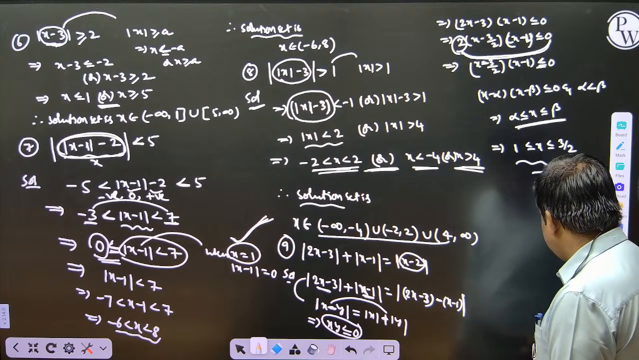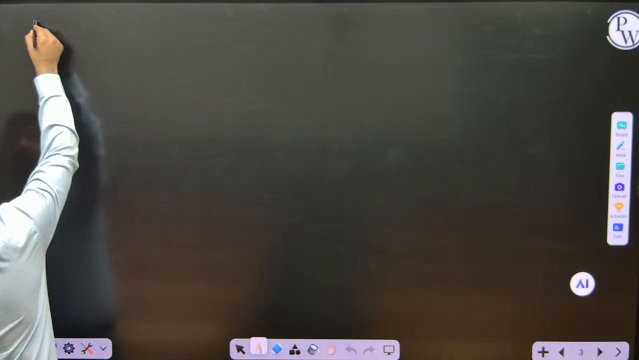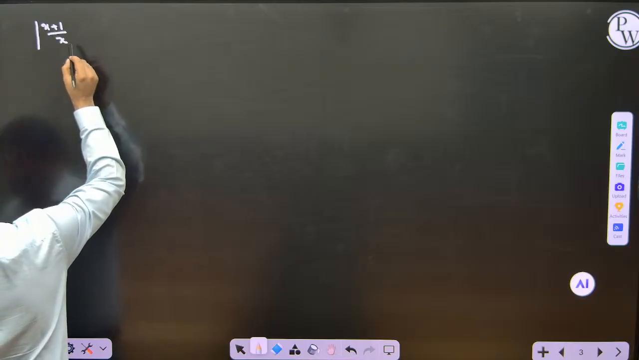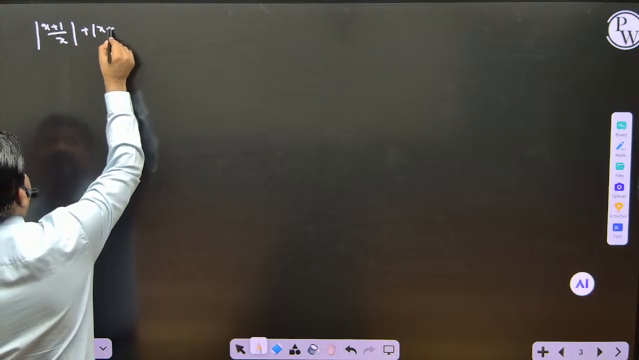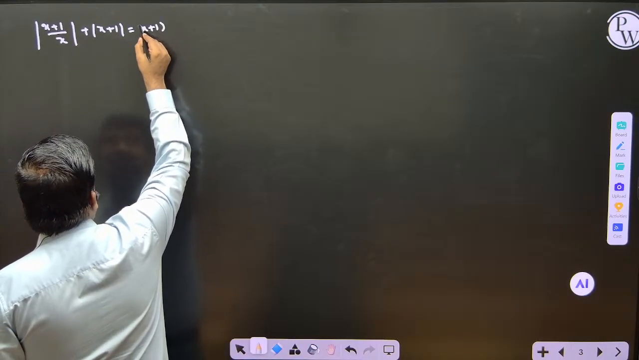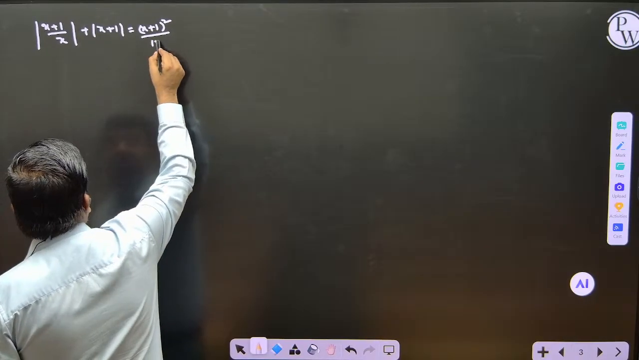Next question. Here also see: modulus of x plus 1 by x plus modulus of x plus 1 is equal to, here, x plus 1 whole square by modulus of x is given to you.